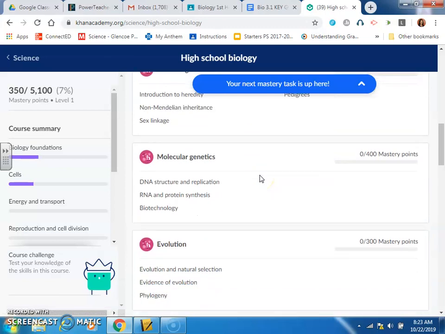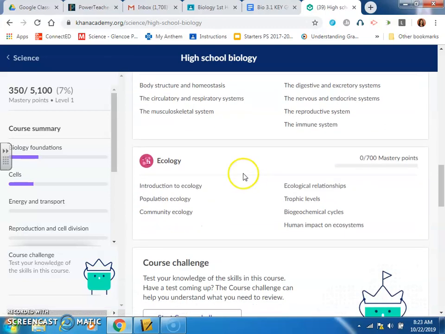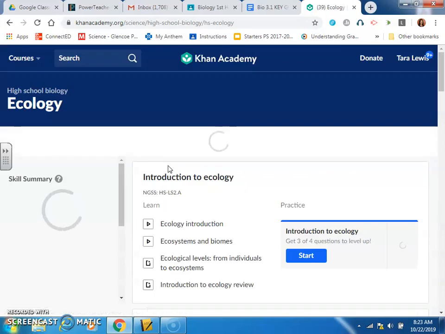So right now we are on ecology. So I can go into just ecology or I can go into ecological relationships if that's what I'm having a problem with. If I'm having a problem with trophic levels, I can go here. If I'm having issues with community ecology, I can go there. So first let's just go to the basic one.